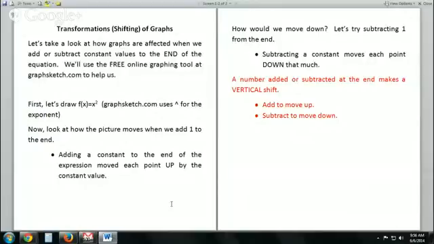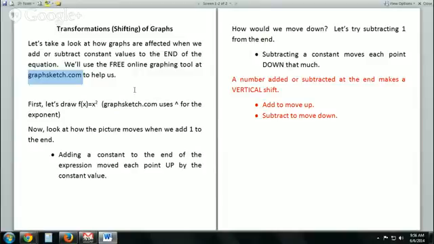Let's talk about transformations or shifting of graphs. What we want to know is how a graph is going to be affected when we add or subtract a constant value at the end of the equation. Now, to help us visualize this, we're going to use the free online graphing tool at graphsketch.com.